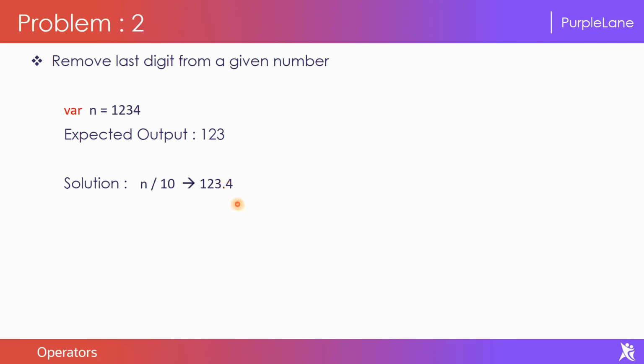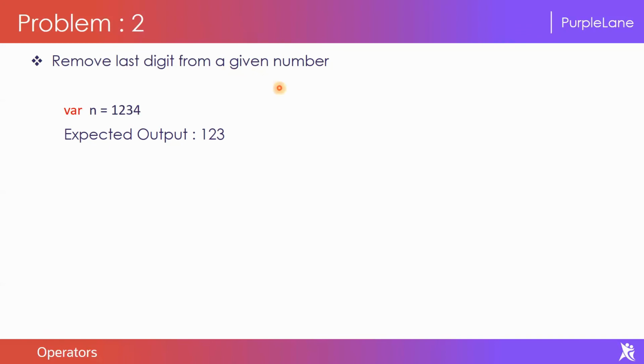That anyway we are going to see in the coming lectures. But my point is, if you divide by 10, then the last digit will always go to the fraction part, the decimal part, and then later we can remove that. So there is a way that I'm going to tell you. With the help of that, we can solve this problem.